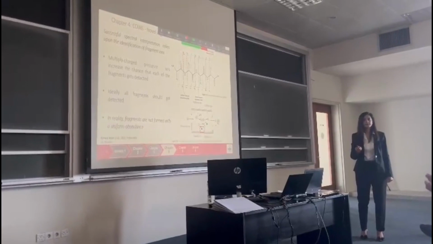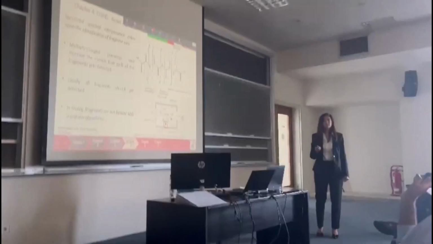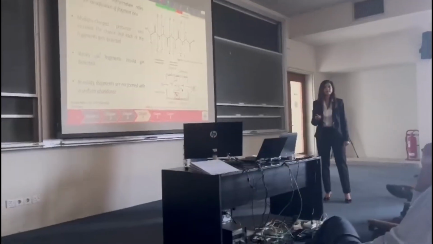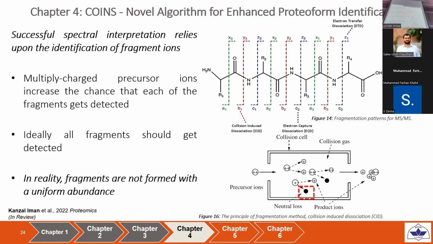So how are these fragments generated? After injecting into the mass spec, they're exposed to different techniques, one of which is collision-induced dissociation, in which there's a chamber with inert gas. These ions can collide randomly, and after which some of these ions, when they get charged, are moved out of the chamber and they get detected. So this is how the fragments are generated.